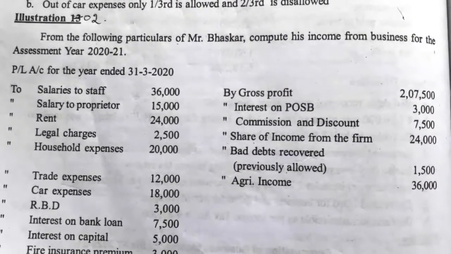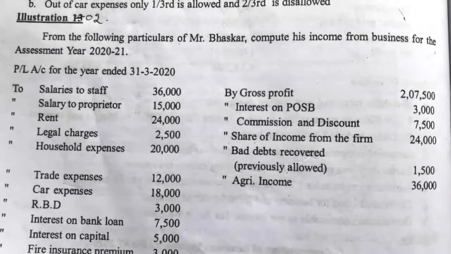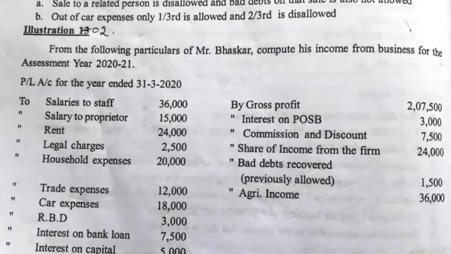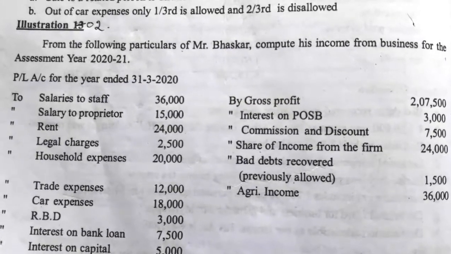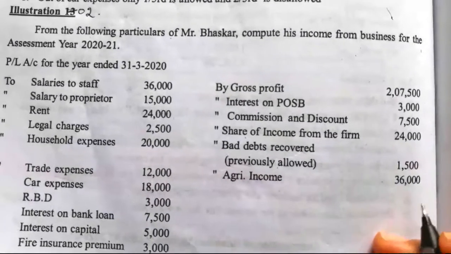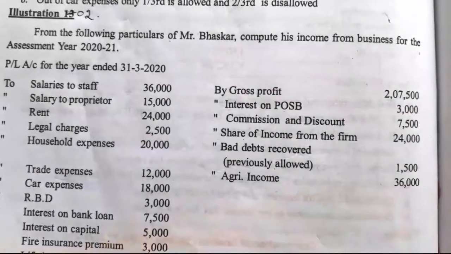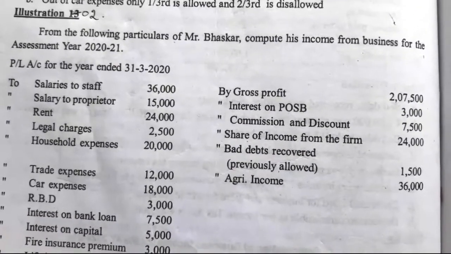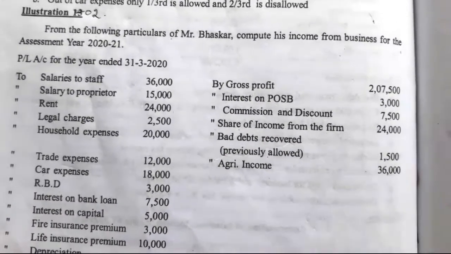Hello students, today we will learn the next illustration number 2 relating to the computation of business income. Now see the illustration. From the following particulars of Mr. Bhaskar, compute his income from business for the assessment year 2020-21. Profit and loss account for the year ended 31st March 2020 is given.